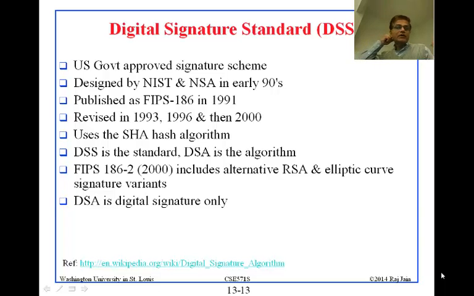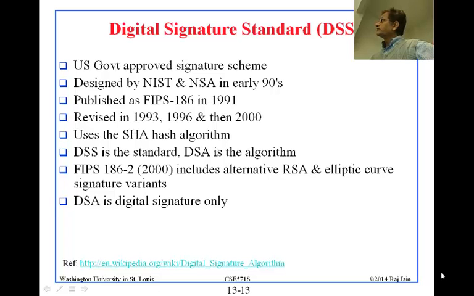So then came about the digital signature standard, again by NIST, and published as a Federal Information Processing Standard. It has been revised many times, and uses the SHA hash algorithm. So now you know what SHA is. And you might see the word DSS. DSS is the standard and DSA is the algorithm: digital signature algorithm, digital signature standard.